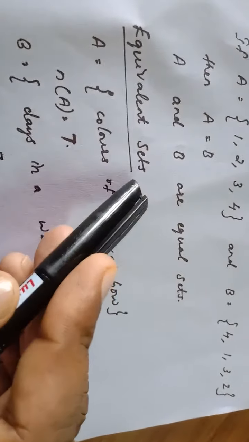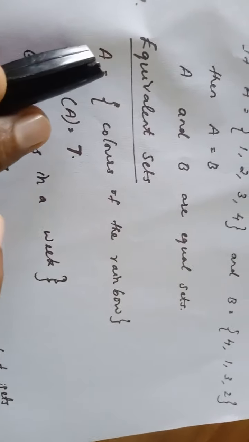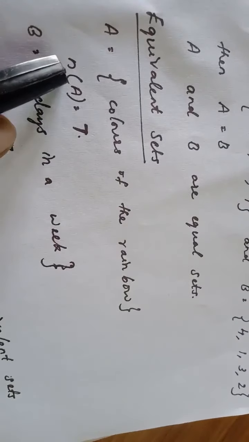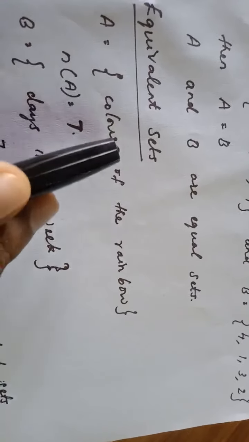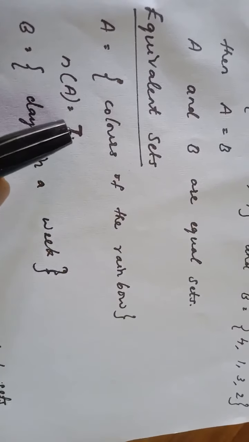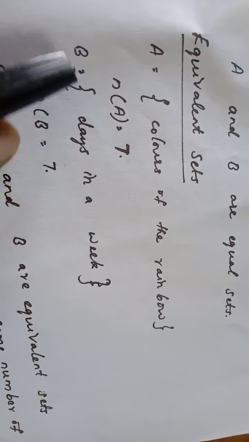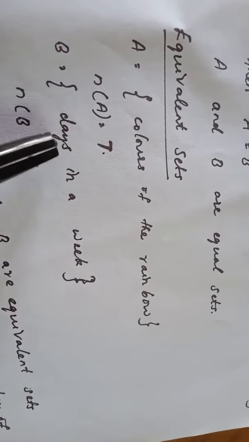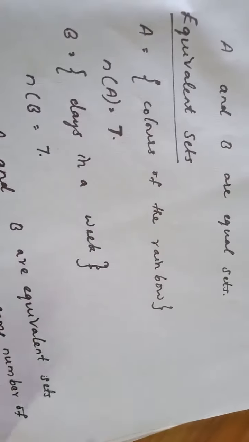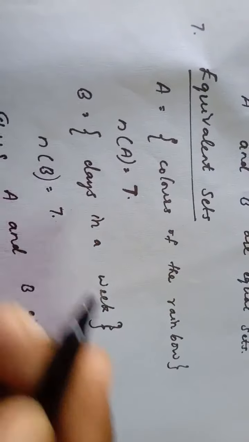Now next one, equivalent sets. Consider the example first. We have a set A, colors of the rainbow, and the cardinality is given here. N of A is equal to 7. We know that there are 7 colors in the rainbow and therefore cardinality, the number of elements, will be 7. Then second one, B, another set with the days in a week. We know that there are 7 days in a week, so cardinality will be N of B is equal to 7.